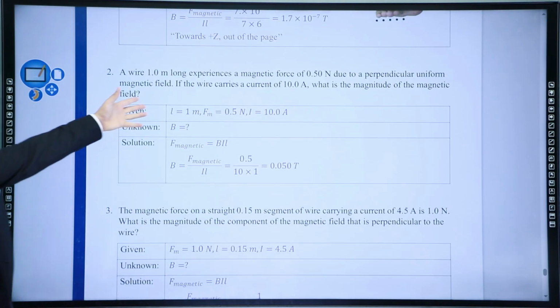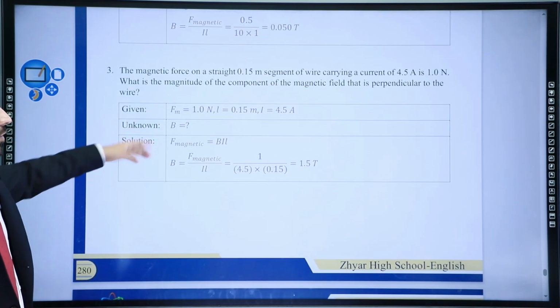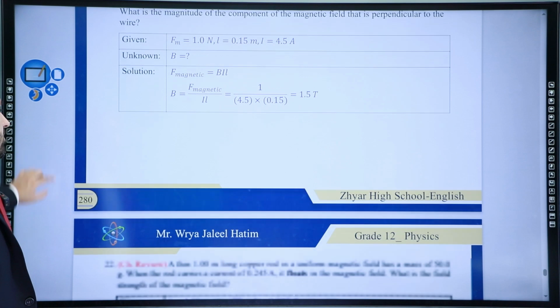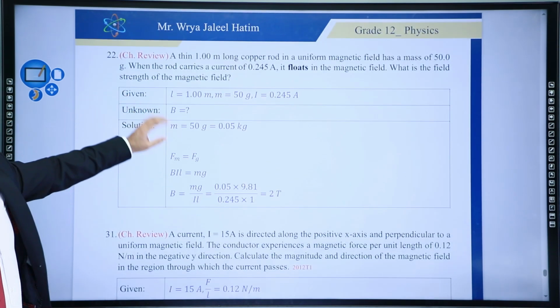All right, this is the application of the equation, very easy. I'm not going to do this for you. Another question, very similar to the previous questions. Okay, one more question. We've solved this one here.